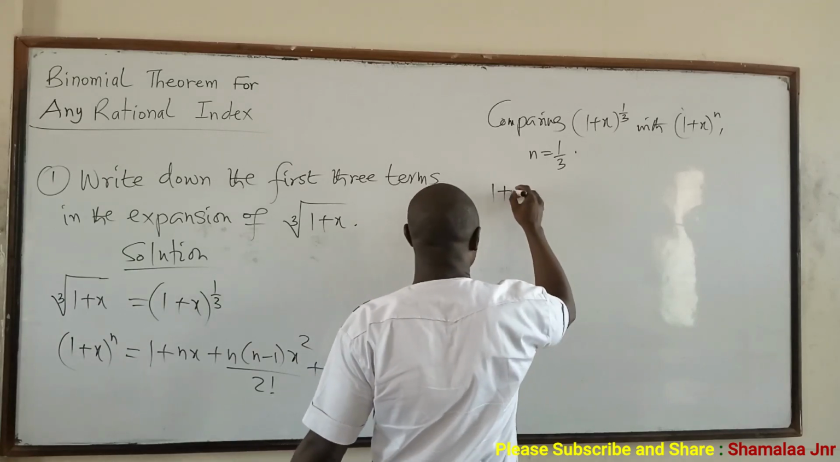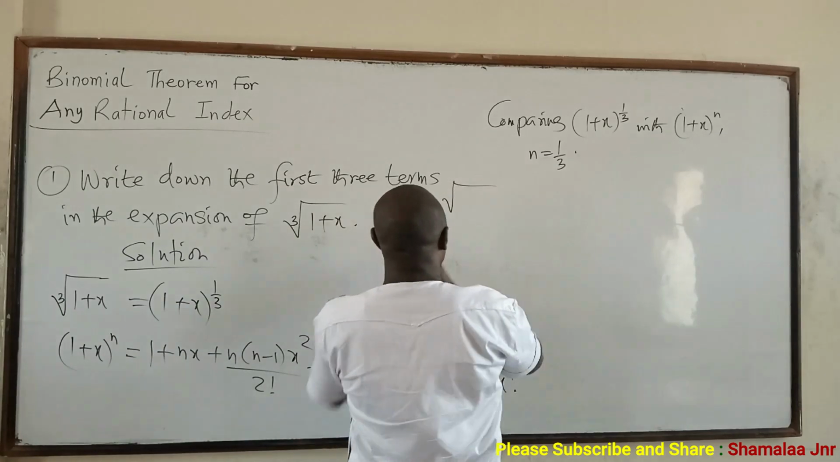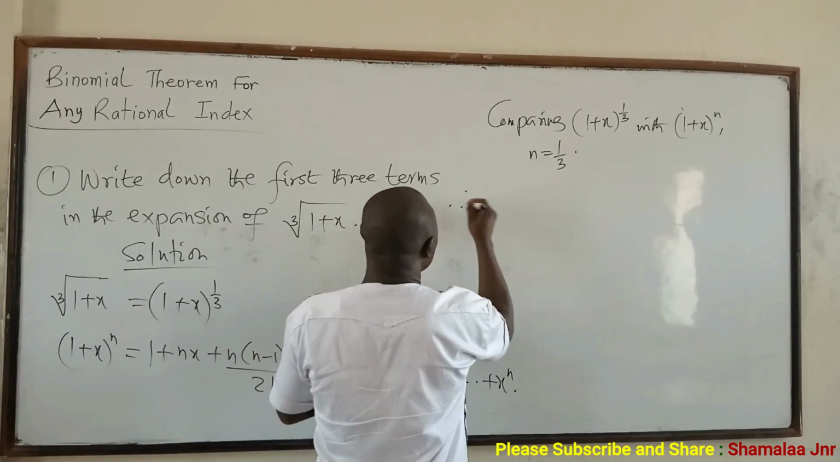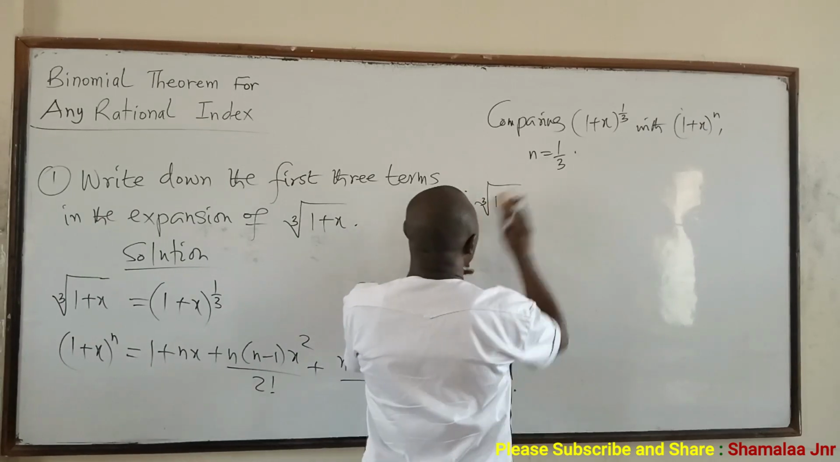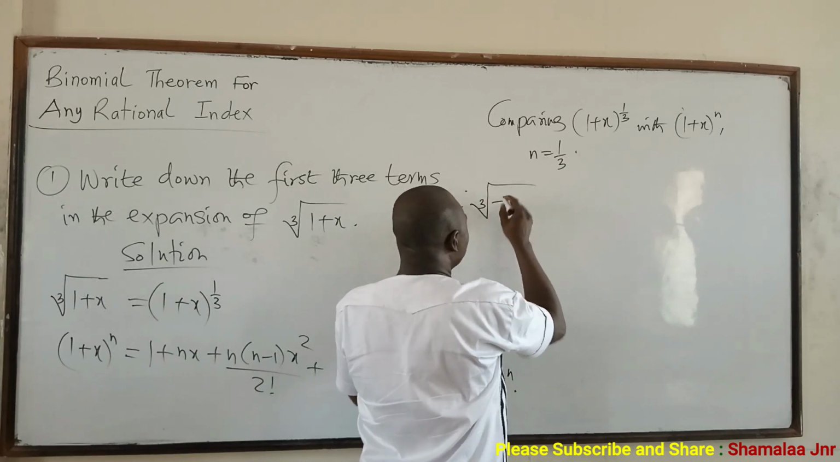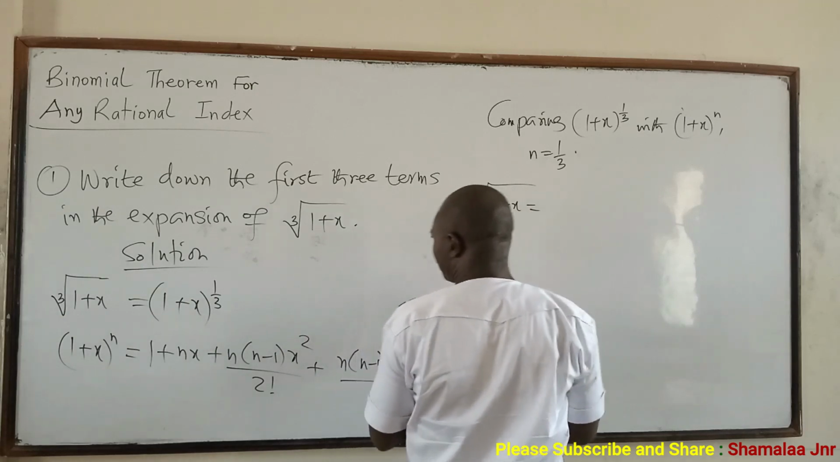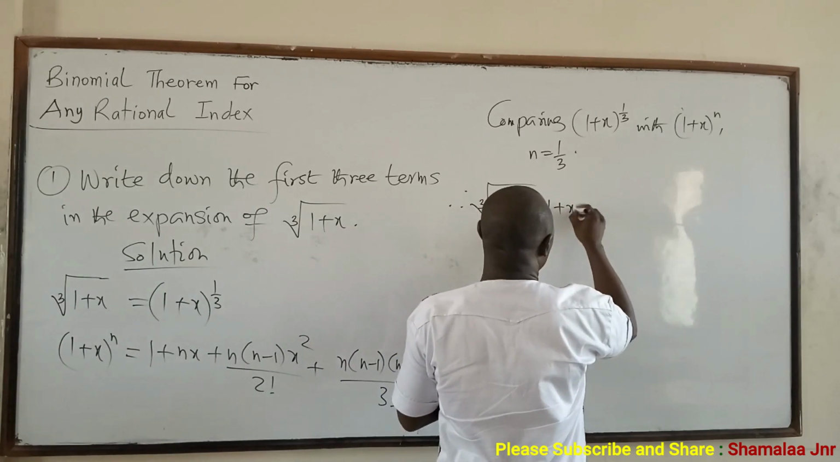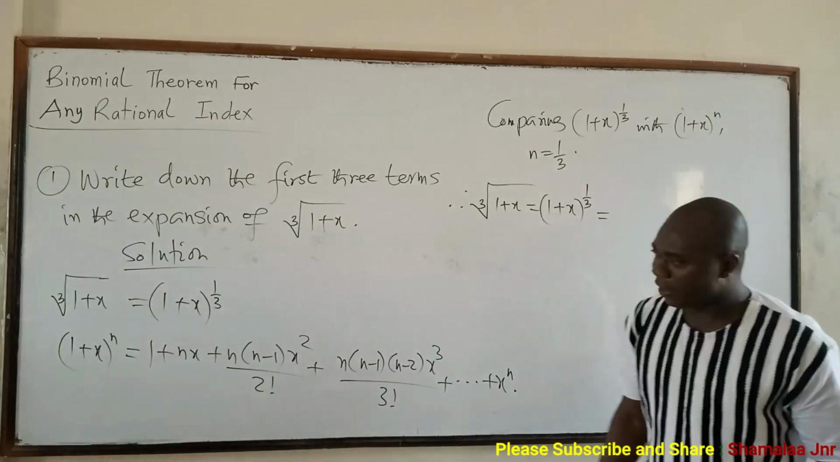So this means that what we are given, the cube root of 1 plus x, let me write the root, 1 plus x, which is equal to (1 + x) all raised to the power 1 over 3, is equal to, so you are looking at what is happening in the formula.